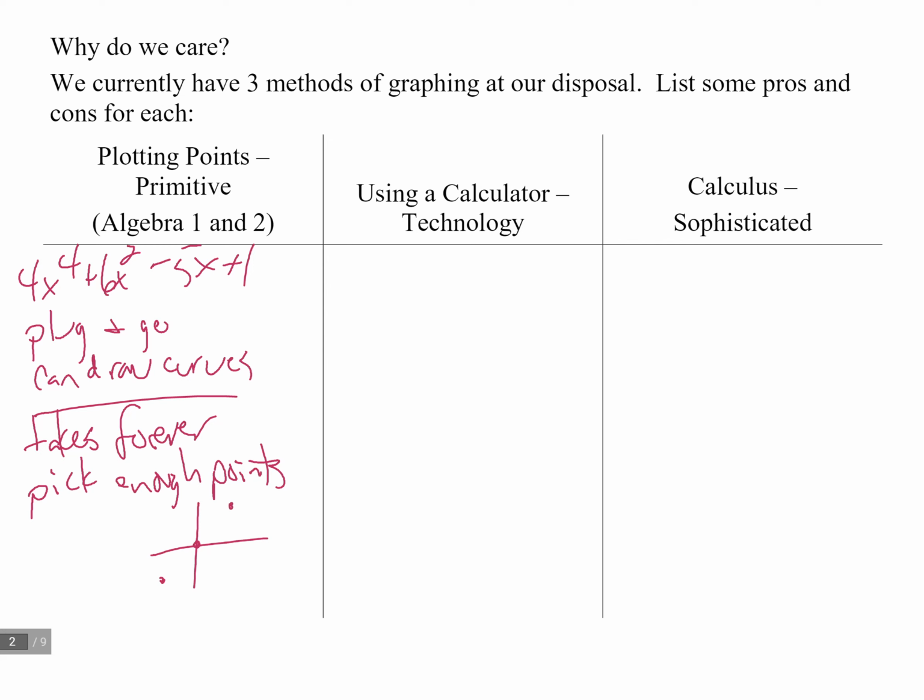Okay, so let's go on to using a calculator. What are some advantages to using the calculator? Well, it's quick. We can quickly see what the graph is doing. We can see it right away. We can also zoom in and out, right? Zoom in and out. So it's nice for finding analytical type things.